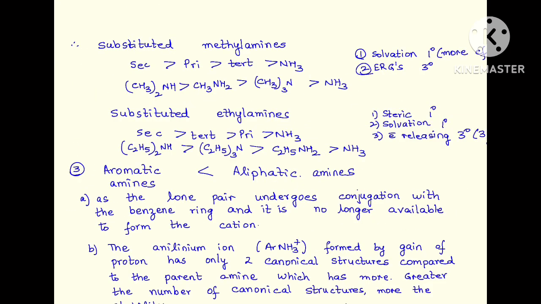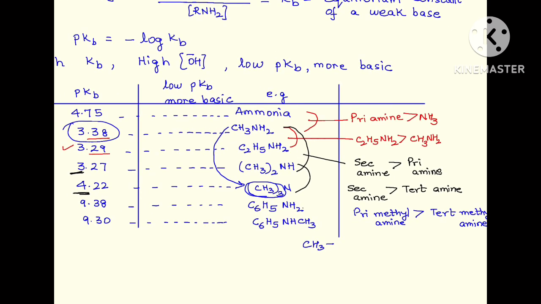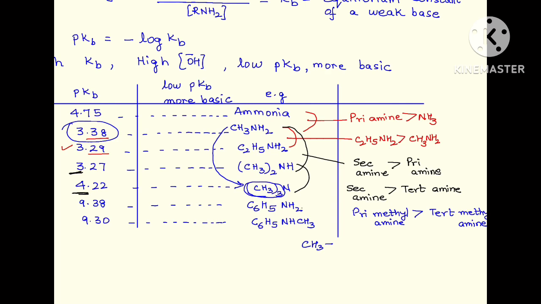See here, this is what we wrote in the last video. Substituted methylamines, secondary more than primary, but primary more than tertiary. And of course, all of them are greater in basic strength compared to ammonia. And we have done a comparative account of this already. Interesting to correlate our theory to practical observation.